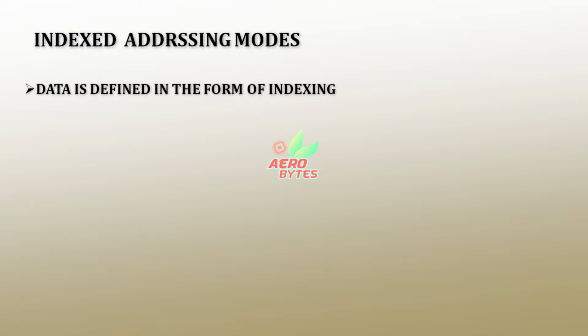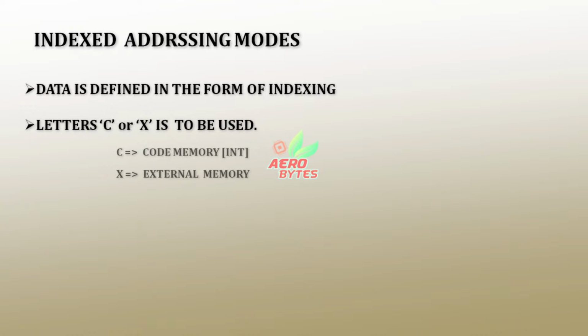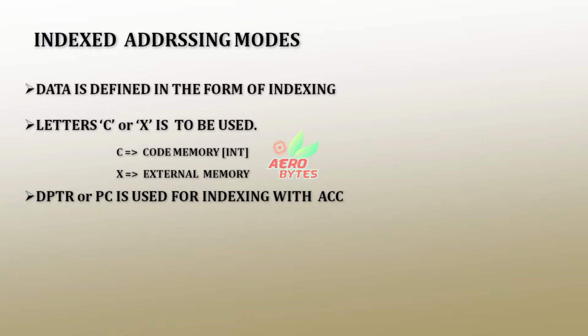Indexing, data is in the form of indexing. Indexing in the sense listing. Okay. The letter C or X are to be used for this indexed addressing mode. C in the sense it is code memory, that means internal memory. X in the sense it is an external memory. Then C and X are to be used. Here data pointer or PC may be used for indexing with the accumulator.